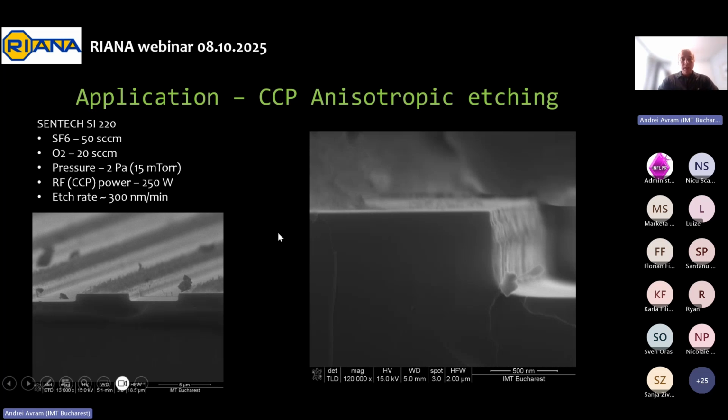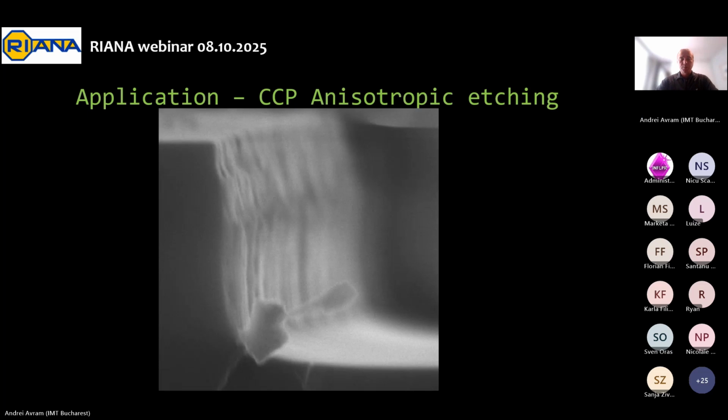So basically, as you can see, these are two cases. The first one is purely chemical etching, and the second one is a reactive ion etching process. It allows me to use both the ion bombardment to achieve my goal of creating these vertical profiles, as well as the chemical reaction between the fluorine and the silicon.